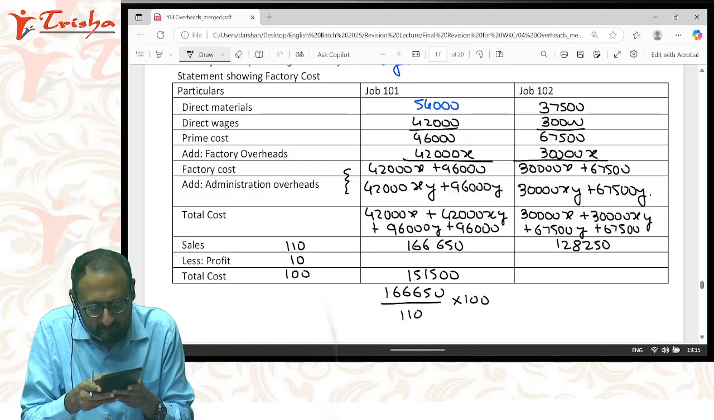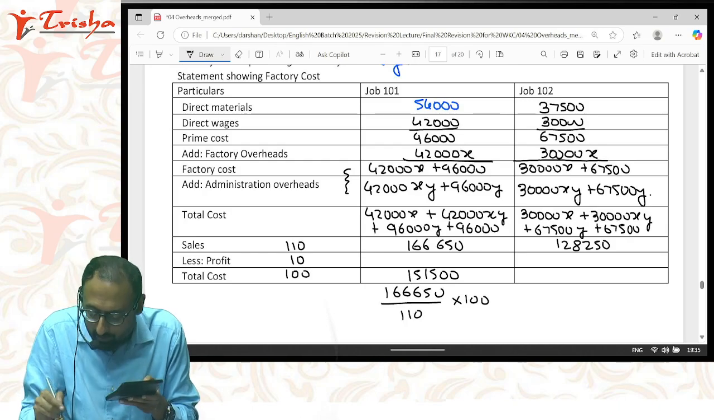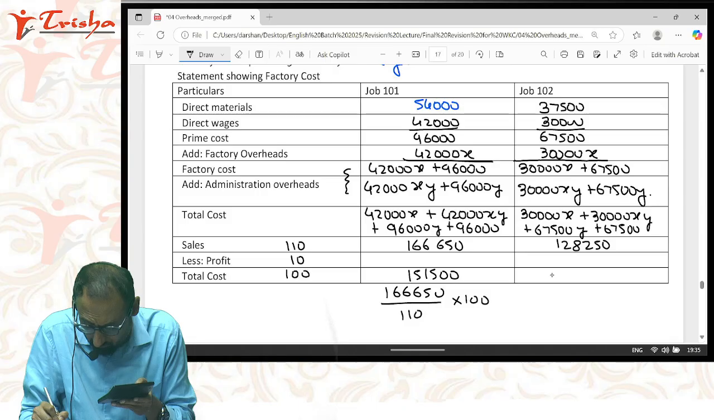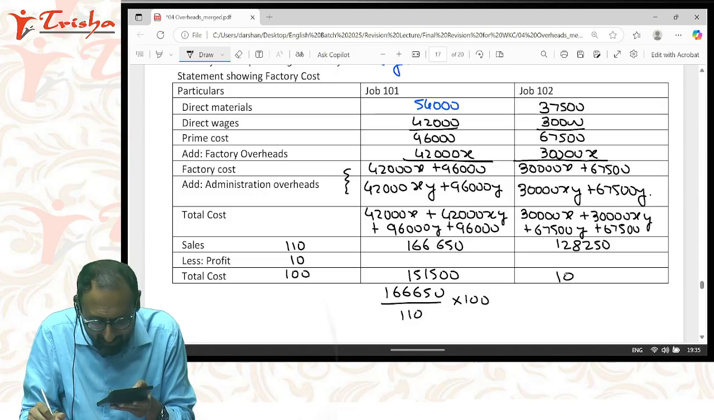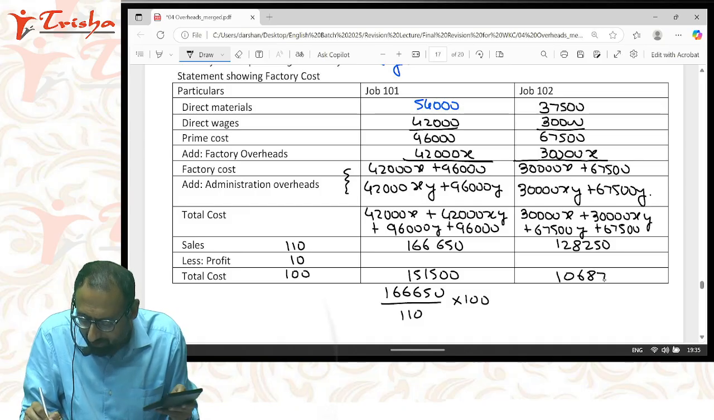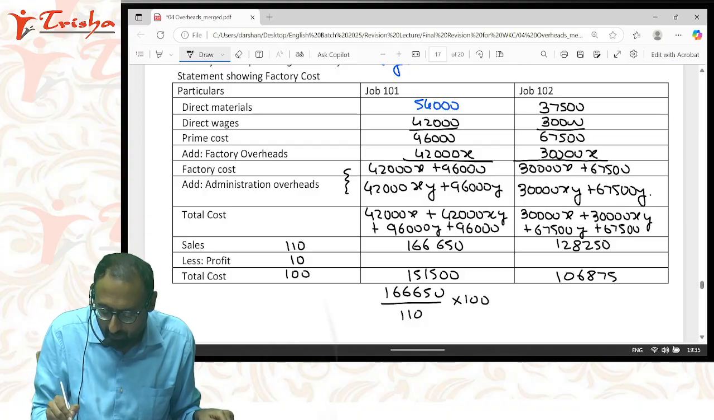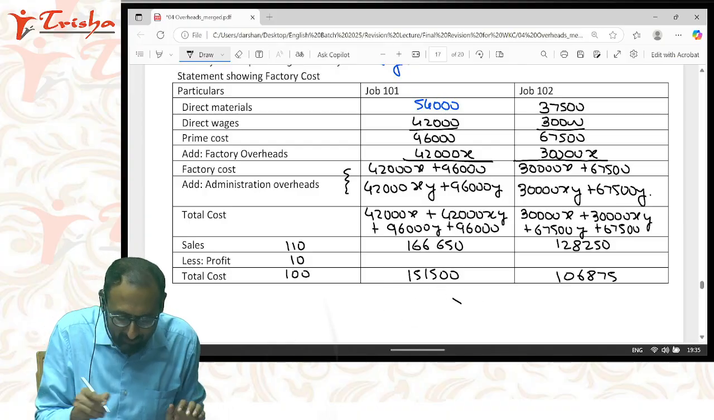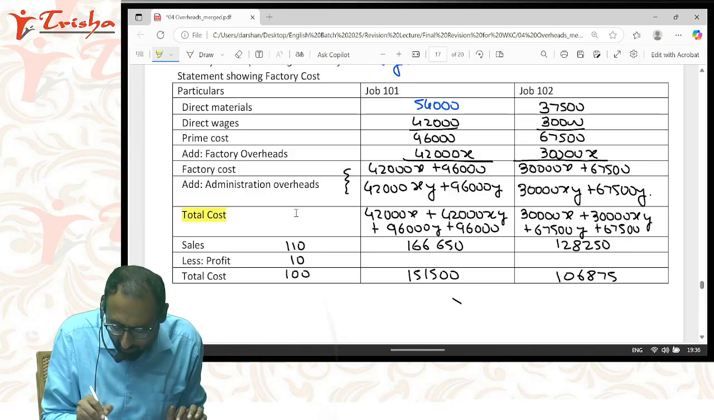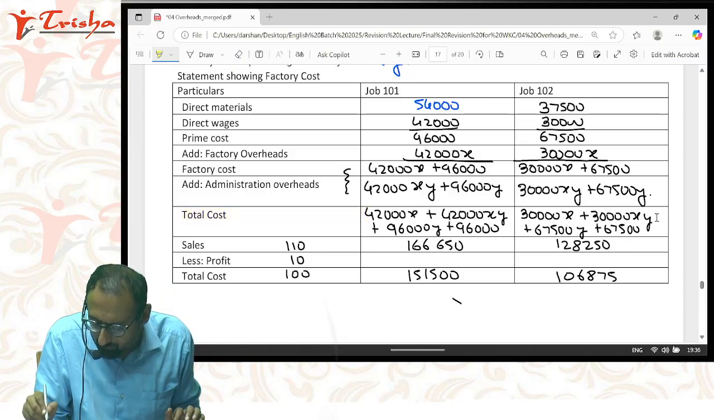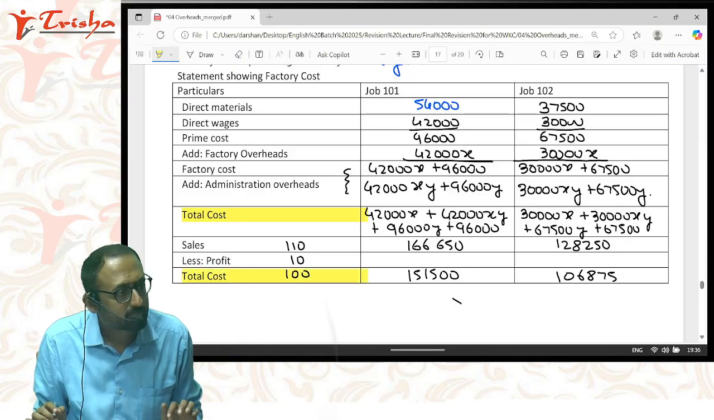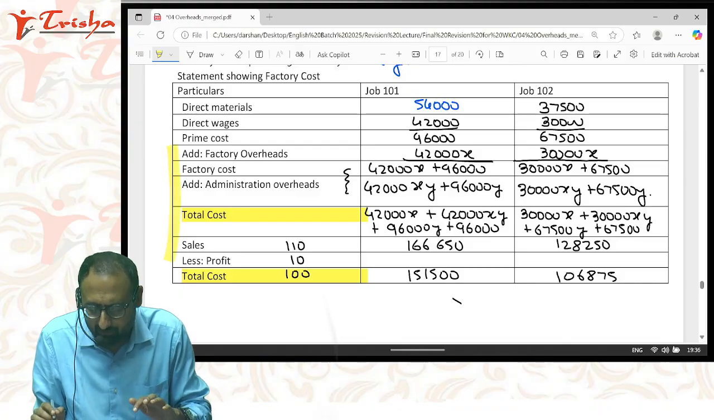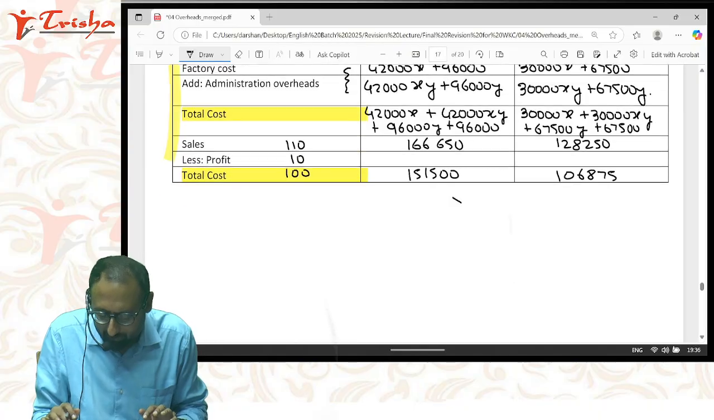128,250 multiplied by 16.6666666667 percentage, and minus. Your answer will come to 1,06,875. Now concentrate here. Here you have total cost. Here also you have total cost. Now equate these two equations and tell me what will be the equation.